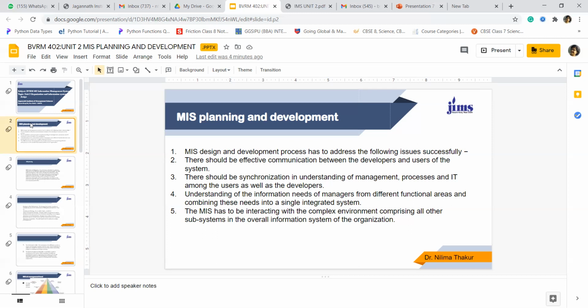MIS has to be interacting with the complex environment comprising all other subsystems in the overall information system of the management. Hence, MIS is basically the report generated from each and every department and compiled in a synchronized manner for the resultant decision-making system.